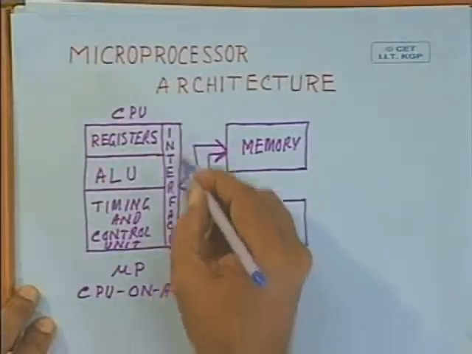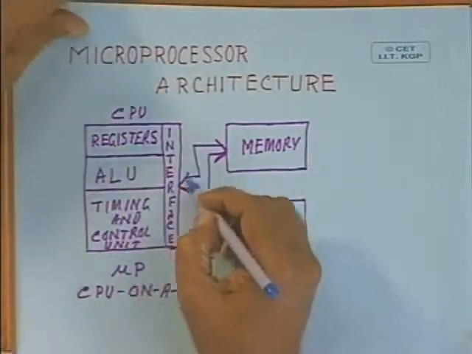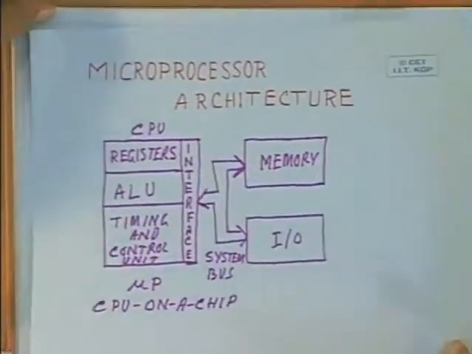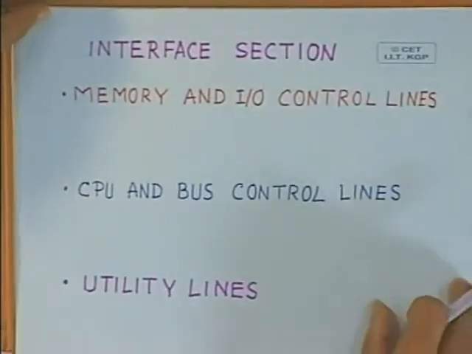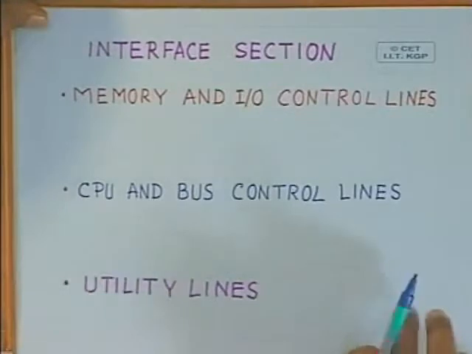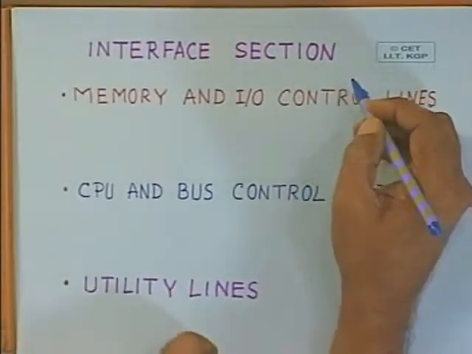Now let us focus on the interface section. Before we discuss the timing and control unit, let us focus on the interface section. Interface section is decided by technology as well as by the commercial aspect. For example, the number of pins that is provided by a microprocessor is dependent on the technology of that date.